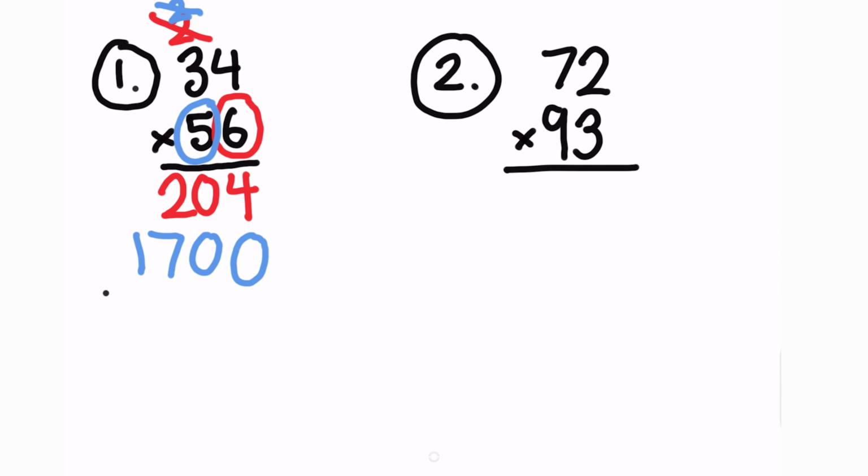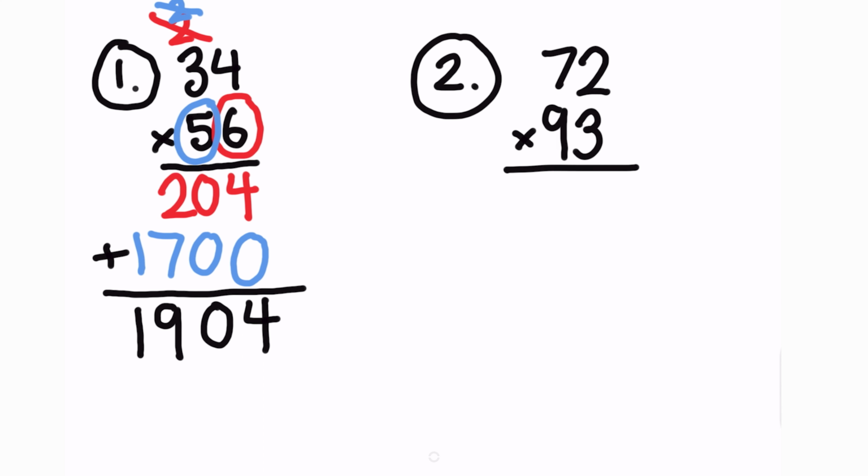Then the last step is to add these two numbers. So looking at the ones, we have 4 plus 0 is 4. In the tens spot, we have 0 plus 0 is 0. 2 plus 7 is 9. And 1 stays as a 1.